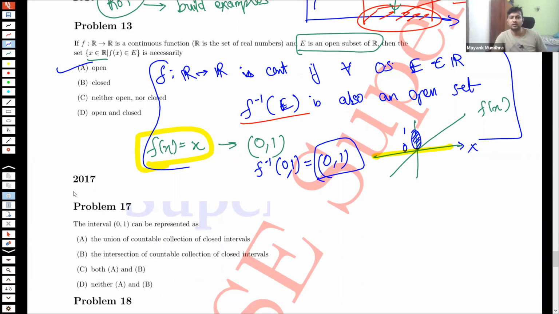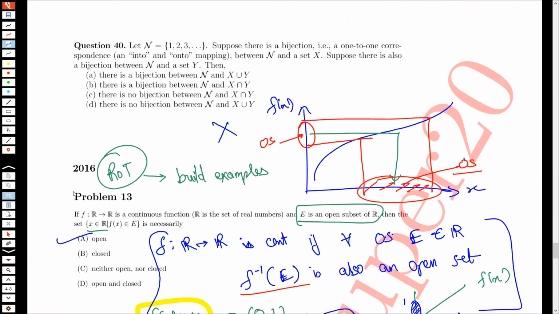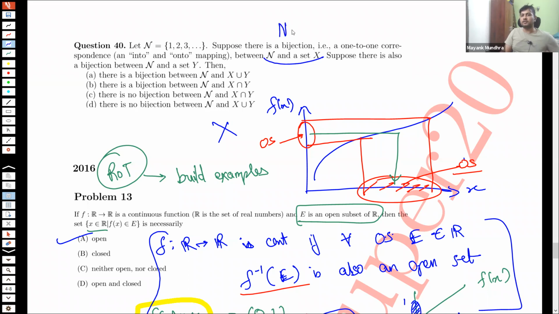Okay. So the question which is just above it. Yes, sir, this one. Let N be the set of natural numbers. Suppose there's a bijection between N and X. Suppose there's also a bijection between N and Y. Okay. So if there's a bijection between N and X, you know that the cardinality of N is the same as the cardinality of X. So what we can say is X is countable. Similarly, there's a bijection between N and Y, so Y is countable.